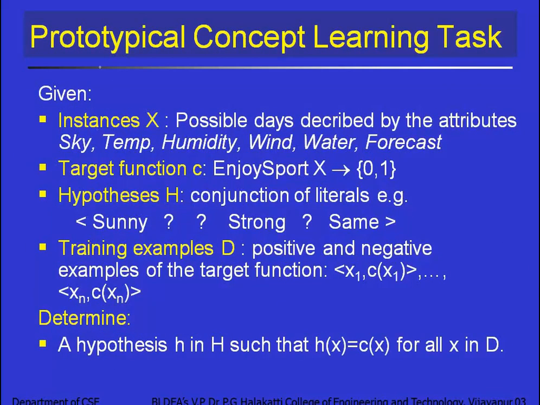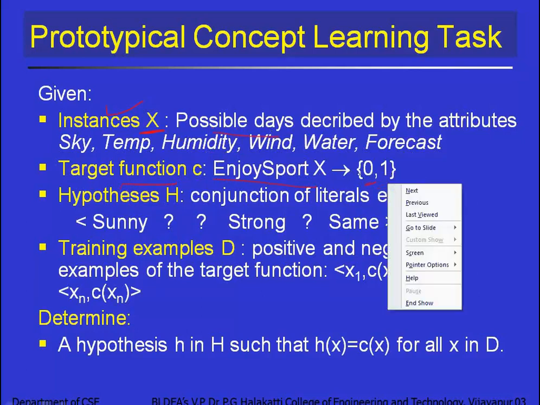This is once again a prototypical concept learning task. The given thing is instance X, where remember that it is a capital X. Here capital X means it is a collection of instances. These are possible days described by the attributes. Target function, as I said, enjoys sports is a target attribute. Its value is either 0 or 1. In the previous one we studied either plus or minus, yes or no.